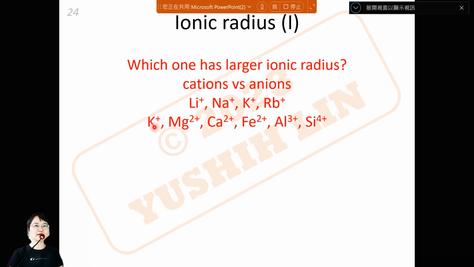Potassium only loses 1 electron. This one loses 4 electrons. The more electrons you lose, the more electrostatic force the nucleus will exert on its electrons. So they will attract the electrons closer to the nucleus.